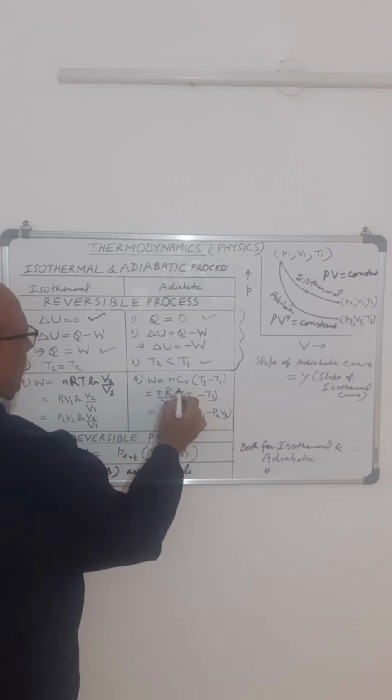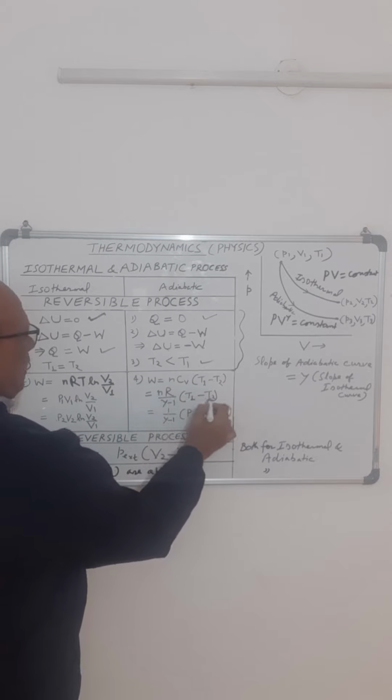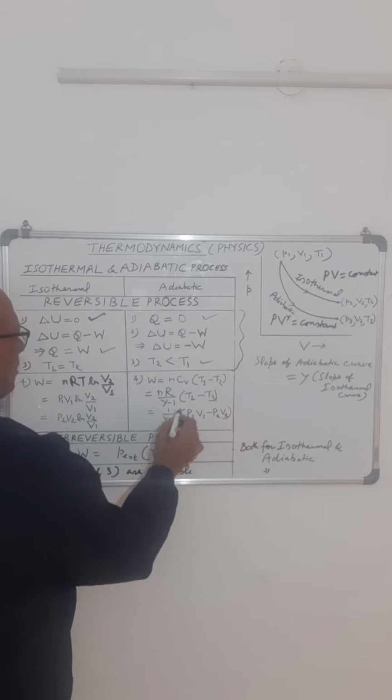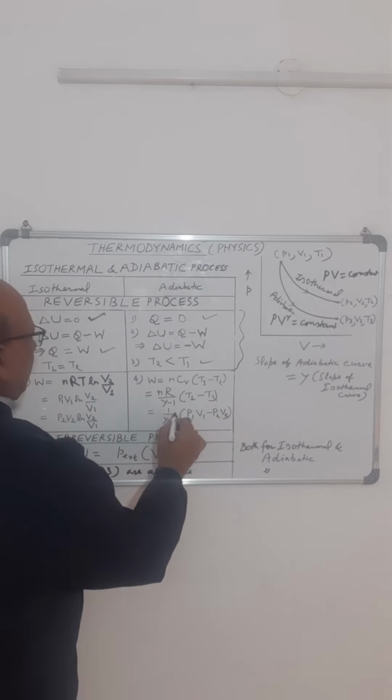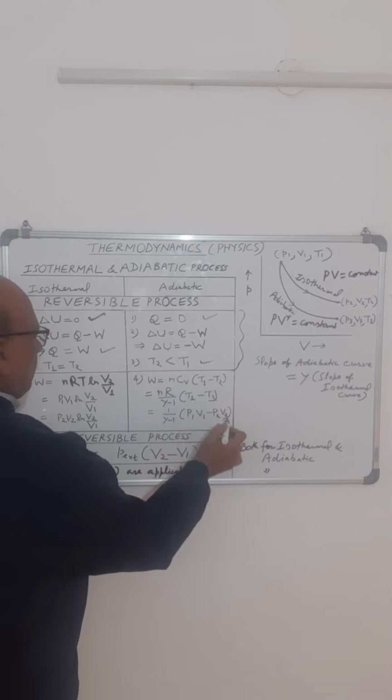and CV can be written as R upon gamma minus 1. So nR upon gamma minus 1 into (T1 minus T2), or sometimes number of moles and temperature are not given in the question. So we can write nR T1 as P1 V1 and nR T2 as P2 V2.